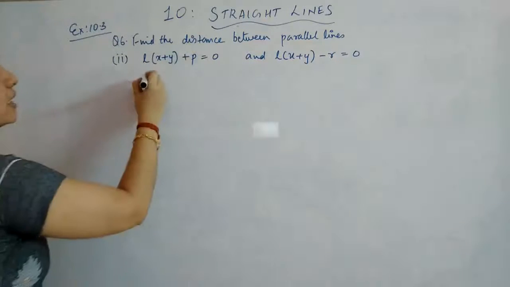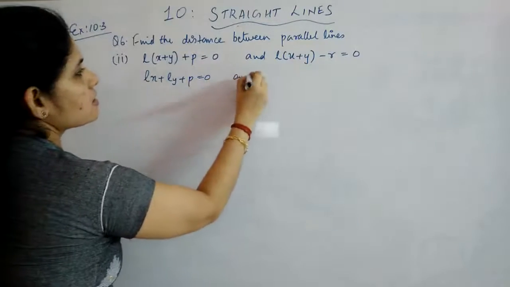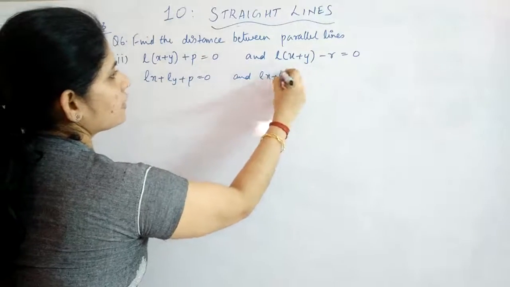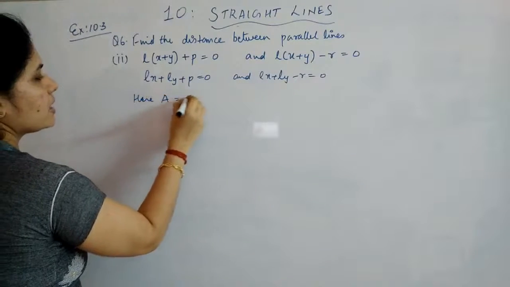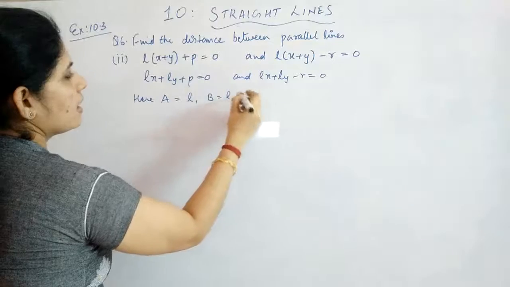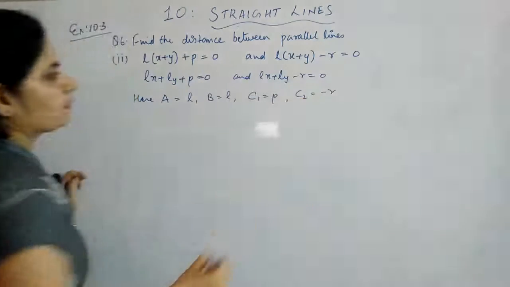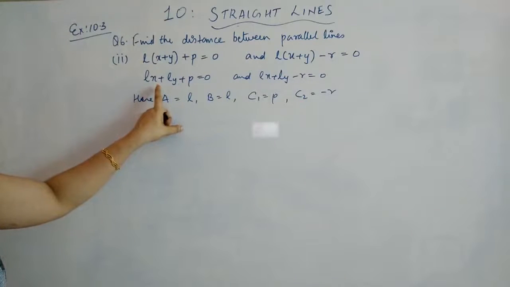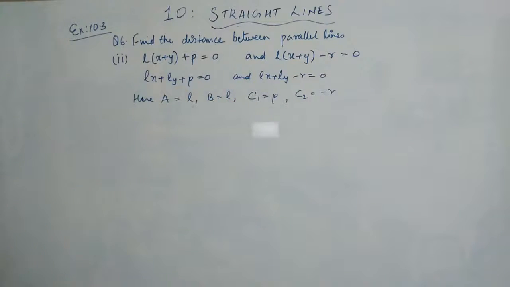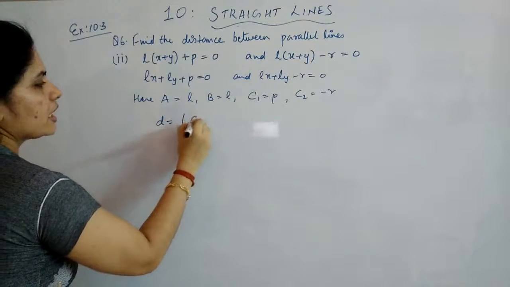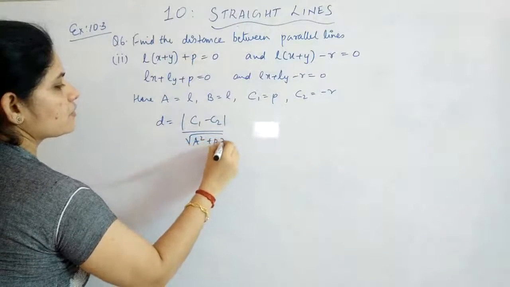Okay, so here again you can see that this is Lx plus Ly plus p equal to 0 and this is Lx plus Ly minus r equal to 0. So here you have your capital A to be L, capital B is L, and C1 is p and C2 is minus r. That means comparing with the form Ax plus By plus C1 equal to 0 and Ax plus By plus C2 equal to 0. Now what will be D equal to? Again mod of C1 minus C2 divided by root of a square plus b square is the formula.